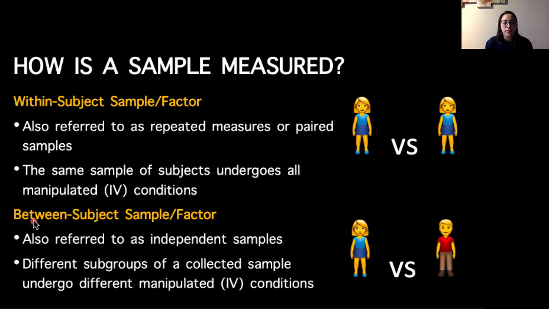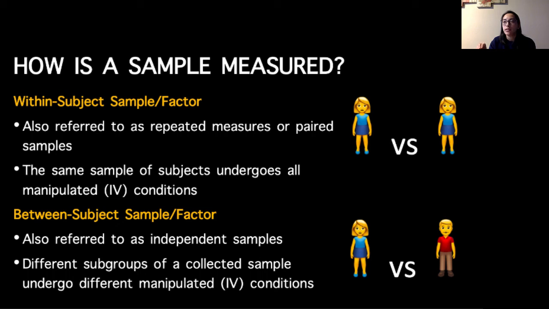So when we've got that, right, independent samples, we call that a between subject sample, or if we're talking about the type of independent variable that we've used, we could also refer to it as a between subject factor. Okay, so in this case, different subgroups of a collected sample undergo different manipulated conditions. Okay, or there's a characteristic that separates those individuals from each other. So we could also do something like active versus sedentary.